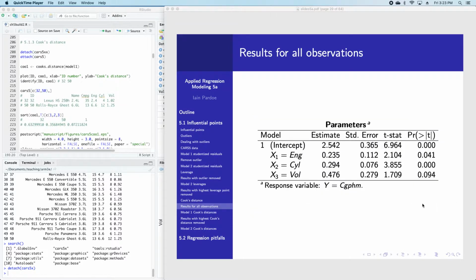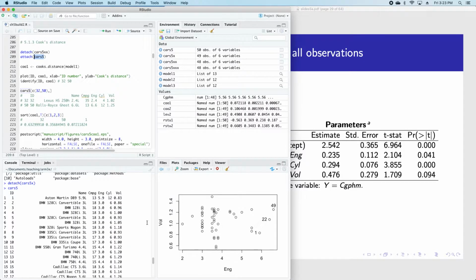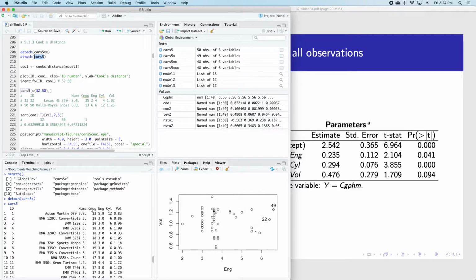So let's go back to our example with the cars. Let's look at the data just to remind ourselves what we're looking at. We've got a whole bunch of cars here with fuel efficiency in city miles per gallon, engine size, number of cylinders, and volume. Then we created a transformed response variable equal to city gallons per 100 miles, because it turns out that we get a more effective model if we analyze the response variable using that transformation. And the three predictors are engine size, number of cylinders, and volume.